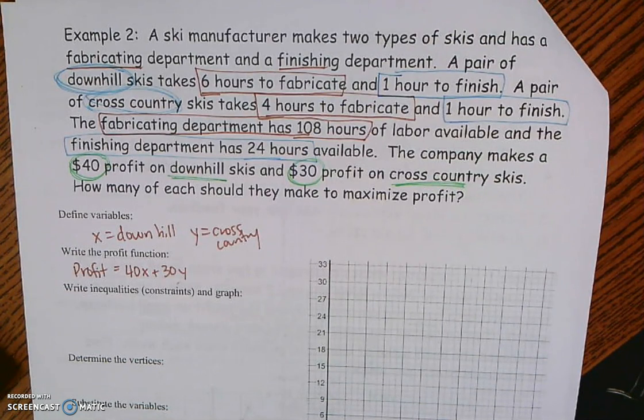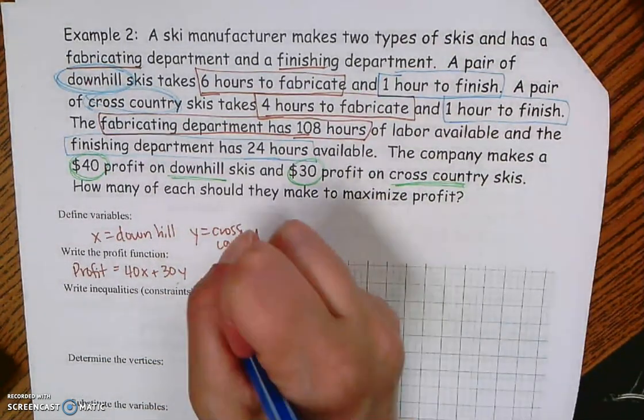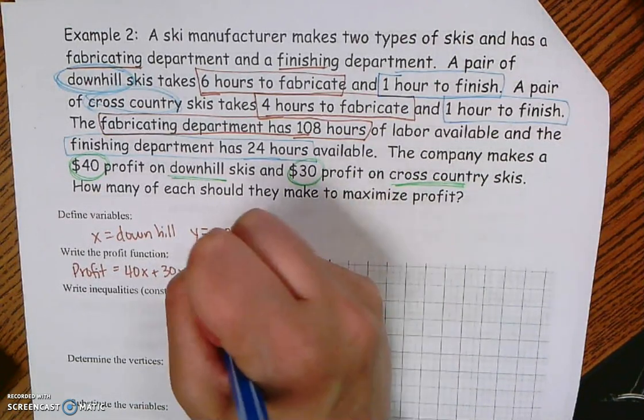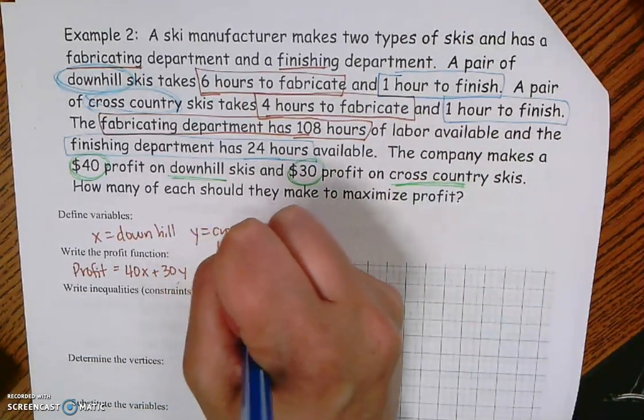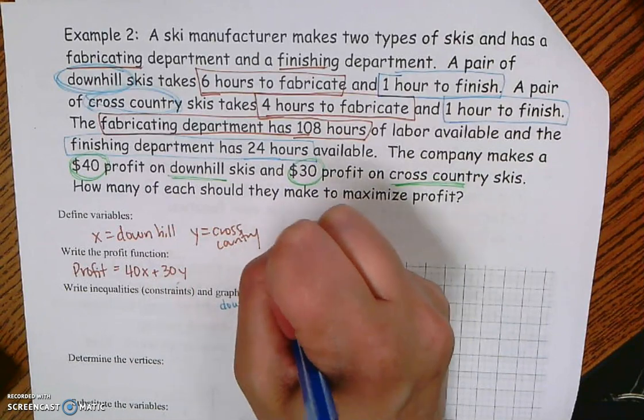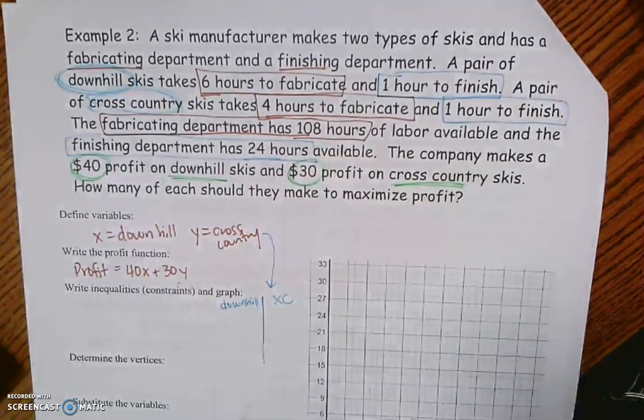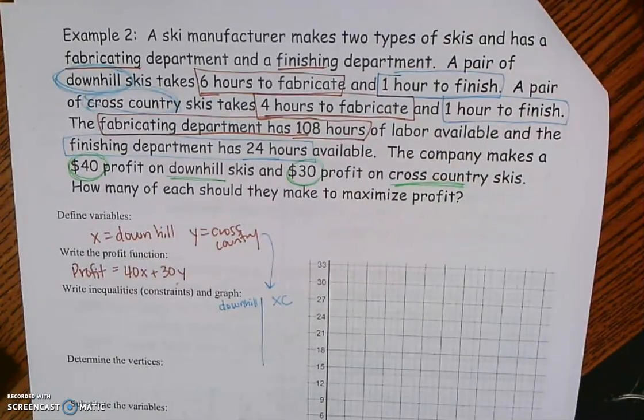Ta-da! Don't you like how it just magically appears? So, profit has to do with money. I got my 30, I got my 40, which means x is downhill and y is cross country. That helps me know how to separate my information. So, now I'm going to write a list of everything that has to do with downhill and everything that has to do with cross country. Okay? Go ahead and see if you can make the list.